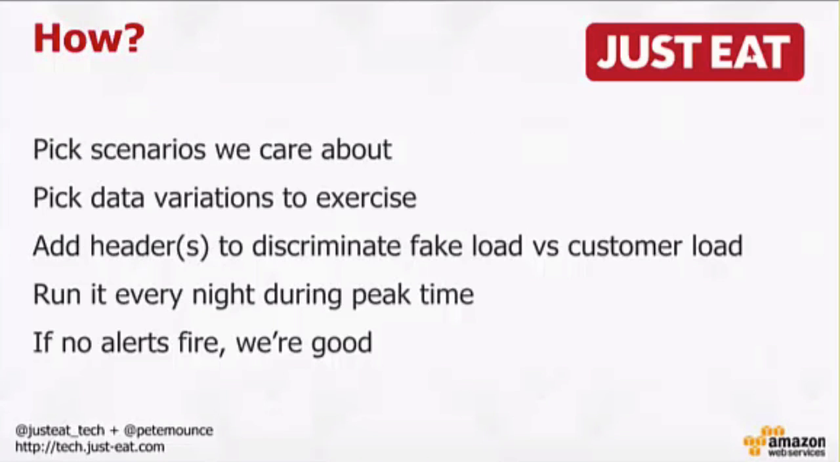So how do we do this? We pick the scenarios we care about. So for us, that's customer can place orders, because that's where the money comes from for us. So that means that a customer must be able to search for restaurants, choose one, view the menu, pick items from the menu to put into the basket, then check out either with cash or with an online payment.